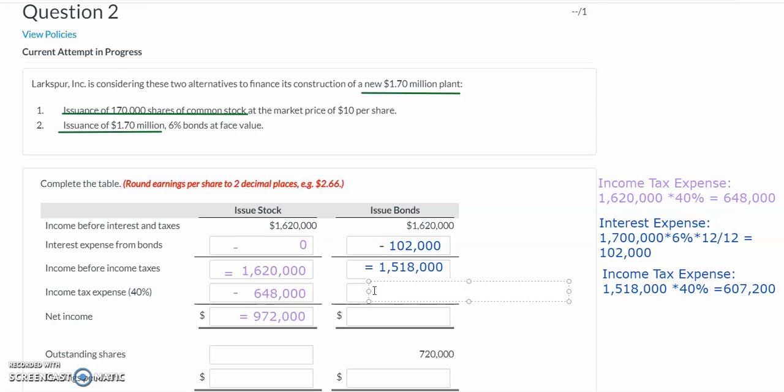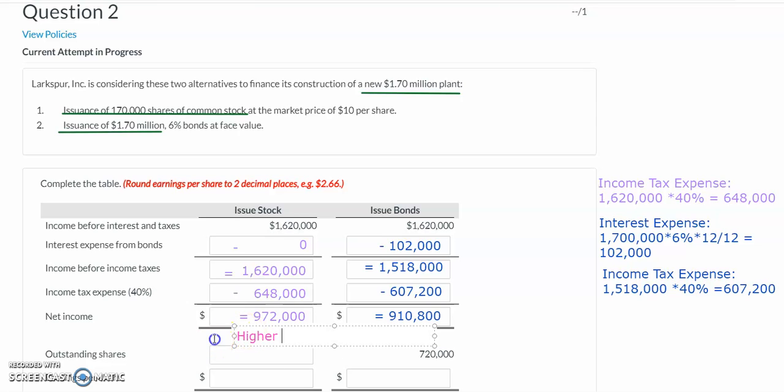So we need to subtract out our income tax expense in order to arrive at our net income. So this will be 910,800. So we can see between the two options, our net income is going to be higher when we are going to issue stock. Okay, so we're going to have a higher net income.